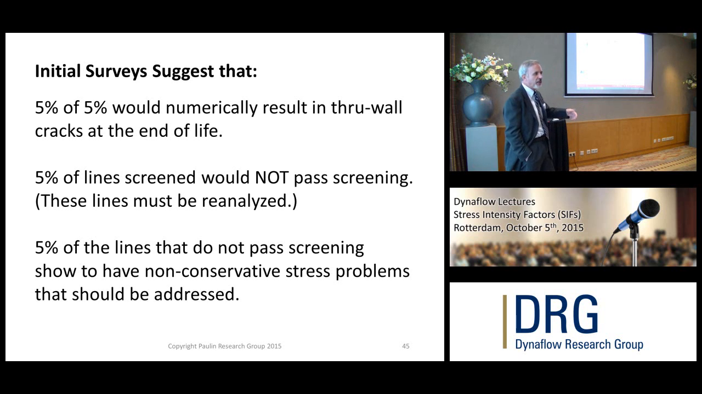So 0.25% hit that 50% mark. 50% of those are going to be safe, and 50% of those aren't. Some percentage of those are going to fail sooner. So what that says is 5% of the lines that are screened would not pass screening, because we'd want to take all of our lines and screen them, because you sure don't want to have to reanalyze everything. So 5% of what you screen doesn't pass. Then you have to analyze that. And 5% of what you analyze is a problem.